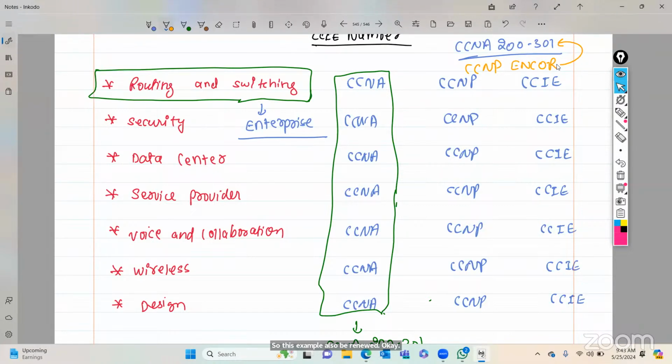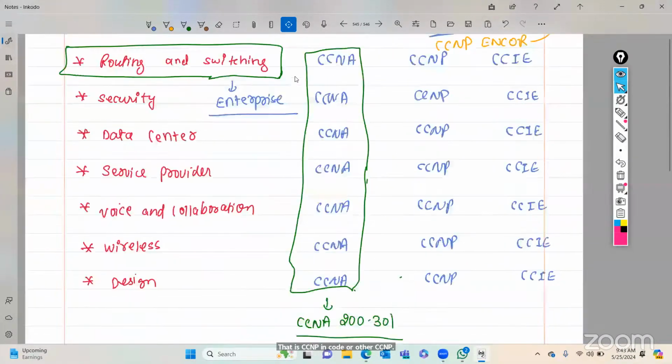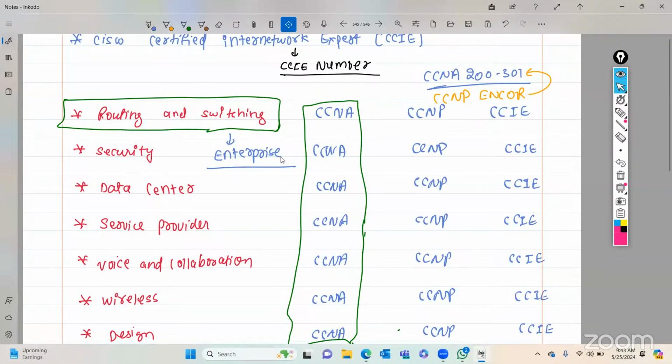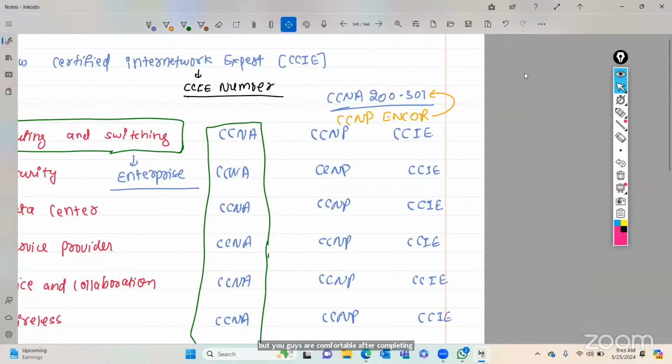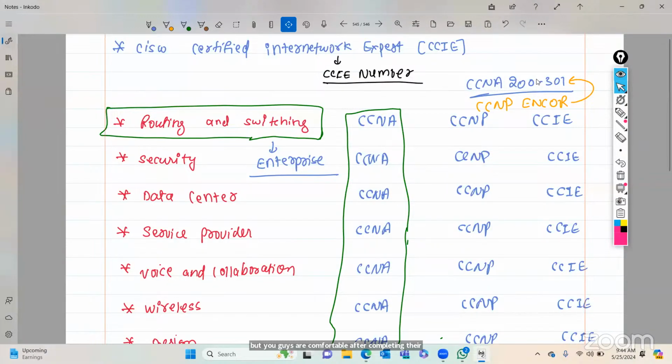I'm a senior telecom engineer in TCS, and after the completion of the CCNA course, which CCNP will be best for me? That is CCNP ENCOR or another CCNP. See, after completing the CCNA, from my personal point of view, it is recommended that you have CCNP level knowledge of routing and switching, right? But if you are comfortable after completing CCNA 200-301, you can go for specialized training like CCNP Security, CCIE Security. But I always prefer that you have CCNA 200-301 and CCNP ENCOR knowledge. Afterwards, you can go as per your interest.